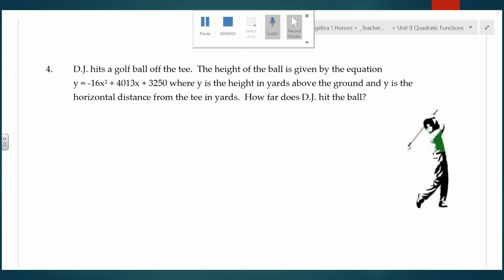All right, guys, number 4. By the way, that was Mrs. Waters working through numbers 1 through 3. If you couldn't tell, that wasn't my voice. So I'm just going to finish up with number 4.